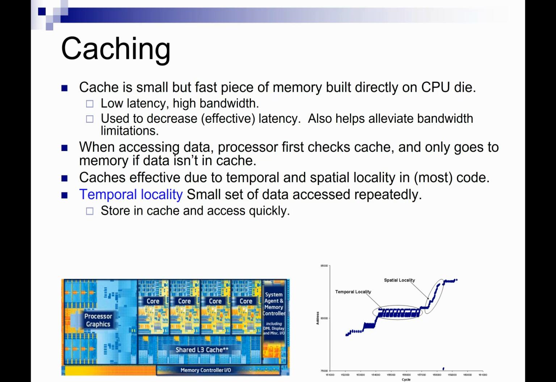Okay, so temporal locality. Let's look at this diagram over here. The diagram is showing time on the x-axis, and on the y-axis it's showing which memory locations we are accessing. For example, in this part of the plot, we're accessing an address of something like 80,000, and then after that we access a very nearby memory location. So this set of accesses is accessing data from around the address 80,000.